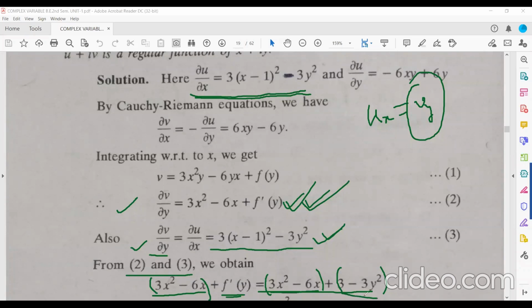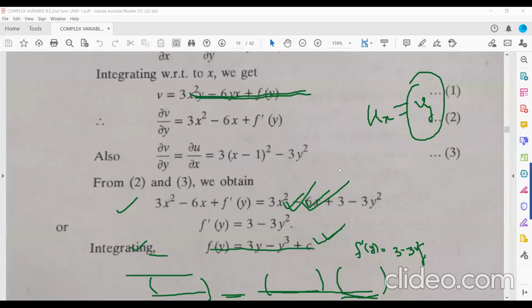F dash y equal to 3 minus 3y square. So you are getting f dash of y is equal to 3 minus 3y square. So what do you do here? You need f of y here. So f dash y you have got already.